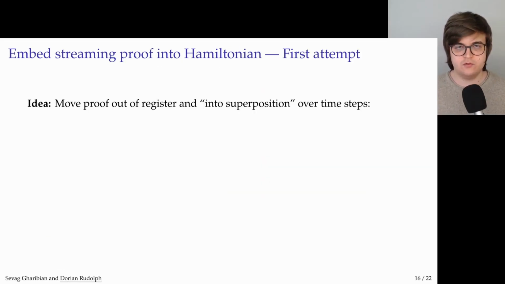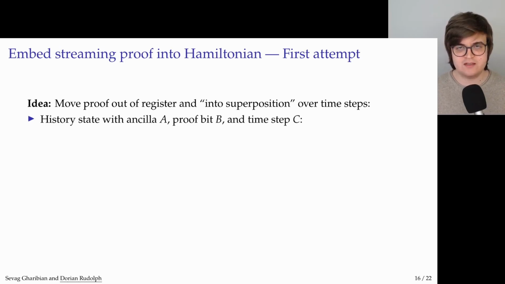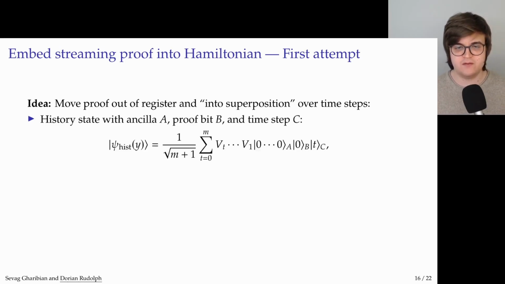The idea is to move the proof out of the register and into the superposition over time steps. Therefore, we define the history state with ancilla A, proof bit B, and time step C, similar to before, just that we don't have a separate proof input here.